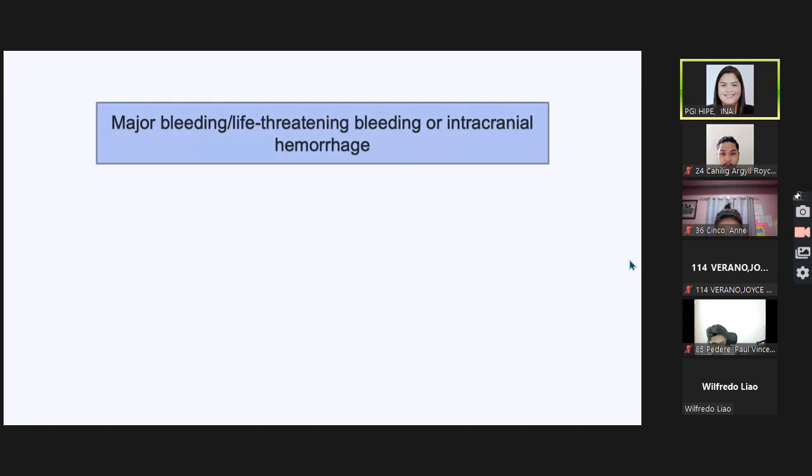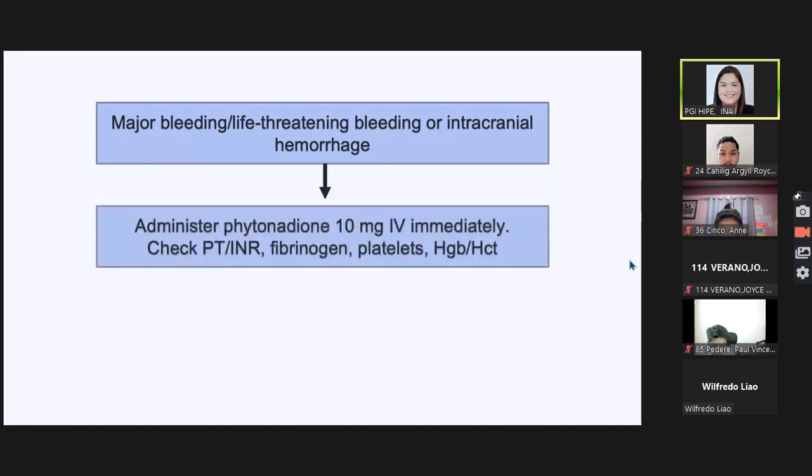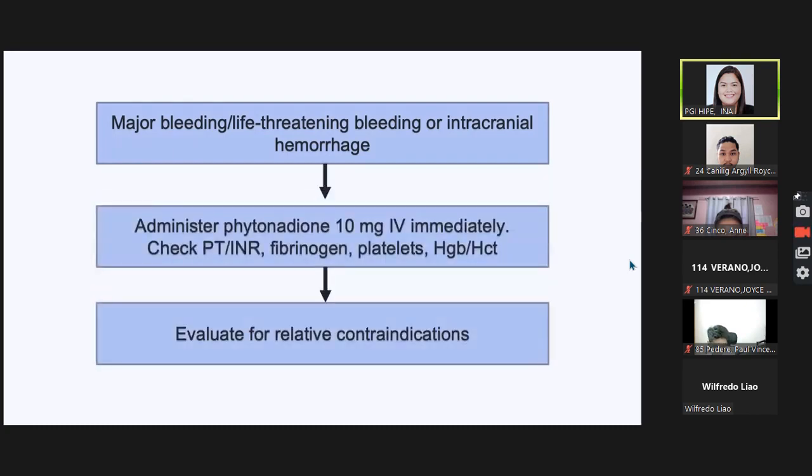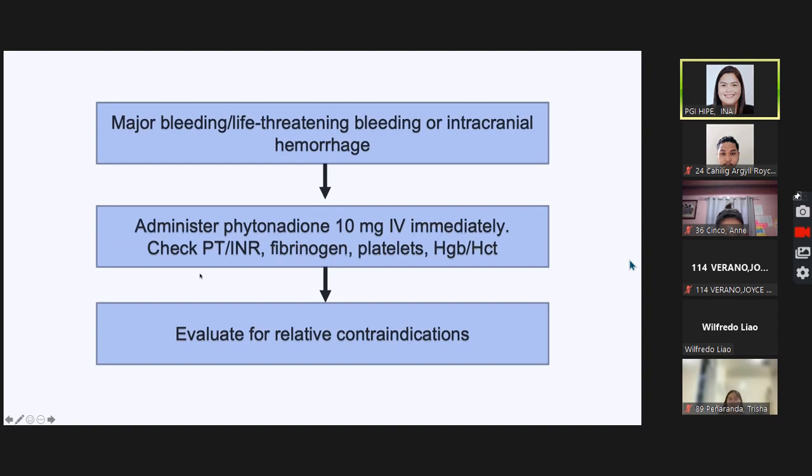These are the steps in reversal in cases wherein we give warfarin therapy. First, if the patient presents with major bleeding, life-threatening bleeding, or intracranial hemorrhage, we administer phytonadione, your vitamin K, 10 milligrams IV immediately. Then check for prothrombin time, INR, fibrinogen, platelets, hemoglobin, or hematocrit. Then evaluate for relative contraindications.